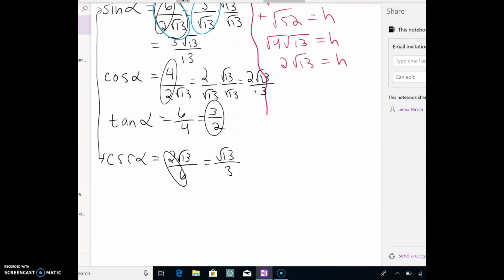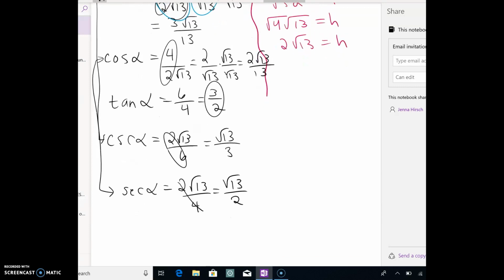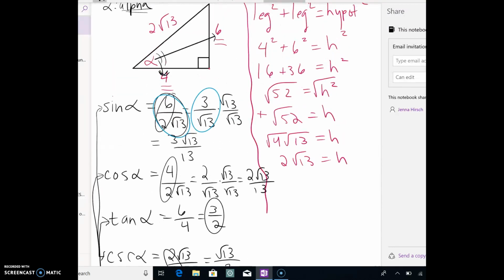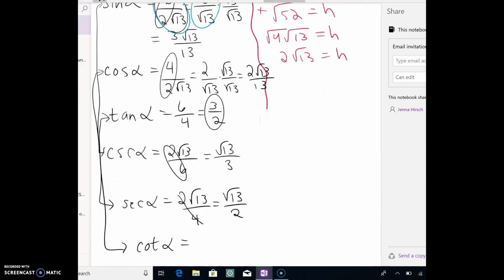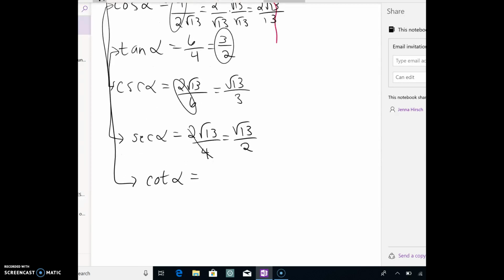Let's see for the next one. For cosine, remember the reciprocal of cosine is secant of alpha. Okay, so cosine is adjacent over hypotenuse. So secant is going to be hypotenuse over adjacent, which is 2 square root of 13 over 4. And again, when we simplify it, this is the same thing as saying the square root of 13 over 2. And for tangent, remember that the reciprocal for tangent is cotangent. Tangent is opposite divided by adjacent, right? So cotangent is going to be adjacent over opposite, or 4 over 6, which simplifies down to 2/3.